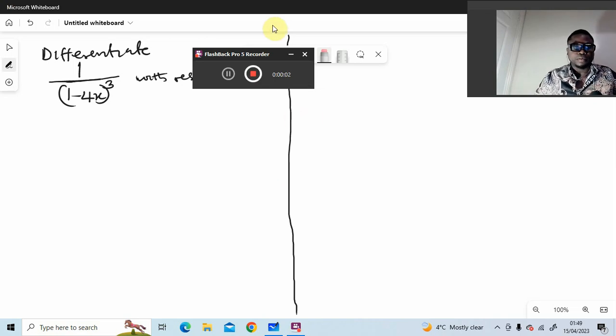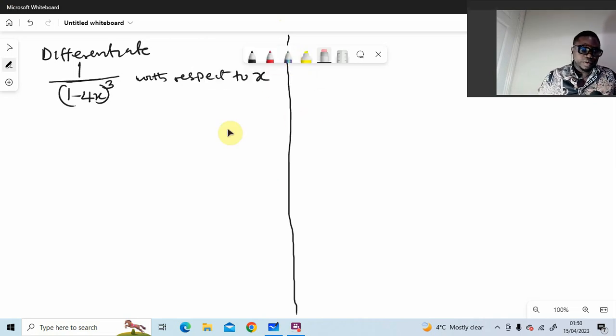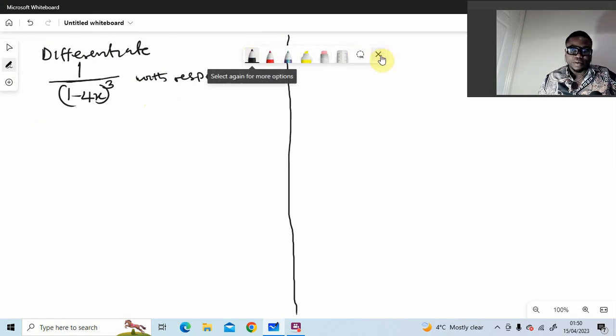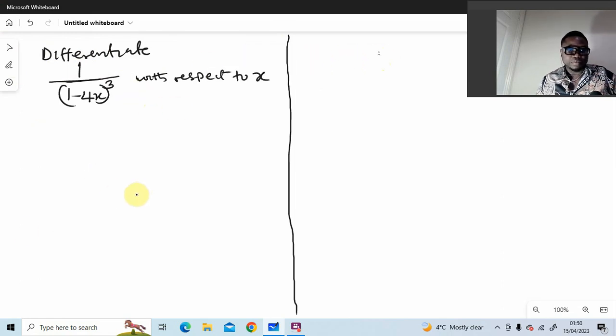Hi friends, I'm going to be looking at this composite function. The question says differentiate 1 over (1 minus 4x) all raised to the exponent 3 with respect to x.